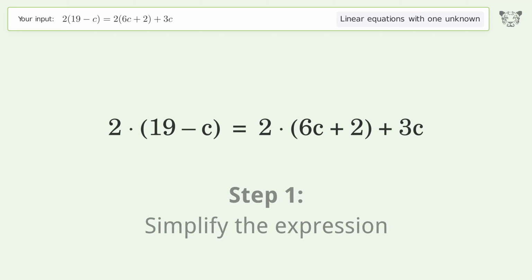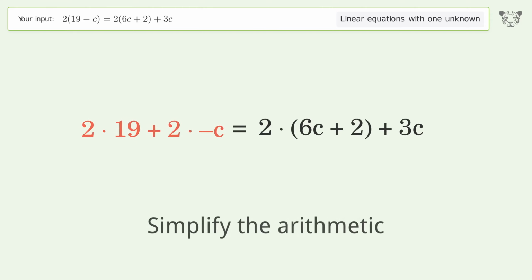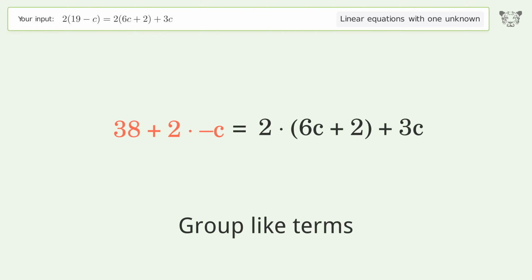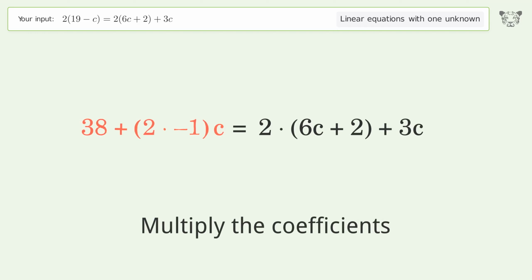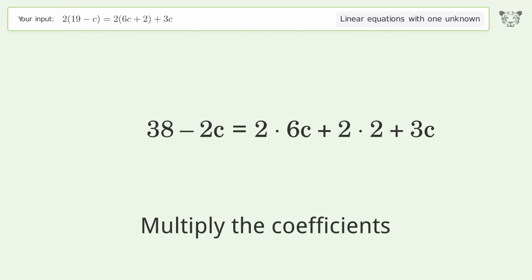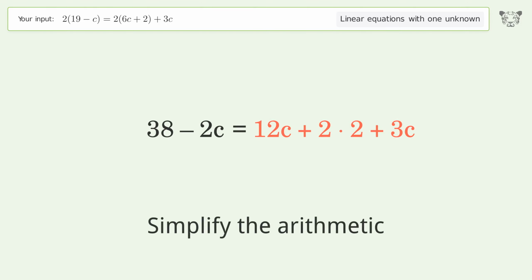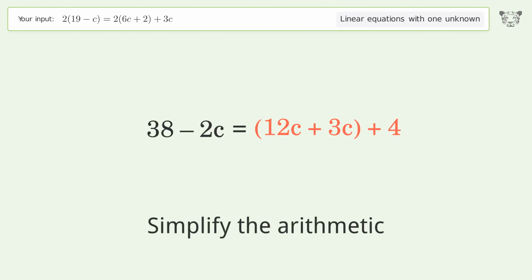Simplify the expression. Expand the parentheses. Simplify the arithmetic. Group like terms. Multiply the coefficients. Expand the parentheses. Multiply the coefficients. Simplify the arithmetic. Group like terms. Simplify the arithmetic.